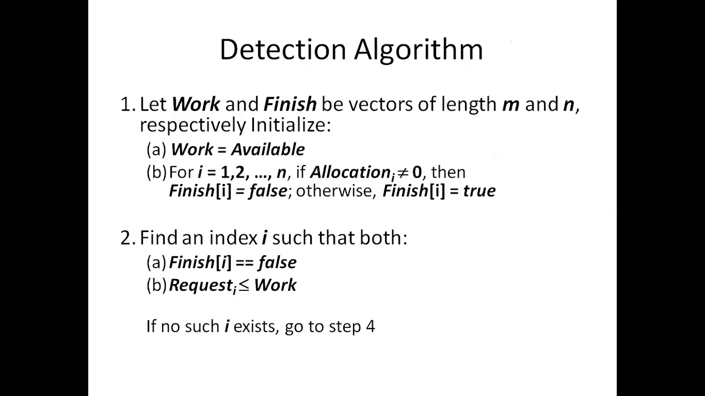It is almost similar to the safety algorithm. So initially, work equals available. I already told you: for i equal to 1 to n. There are n processes, and initially none of the processes have completed their task, so initially finish[i] equals false for all i. If finish[i] equals true, the process has already completed its execution, so there is no need to run the algorithm for it. If finish[i] equals false, then what do we need to do?